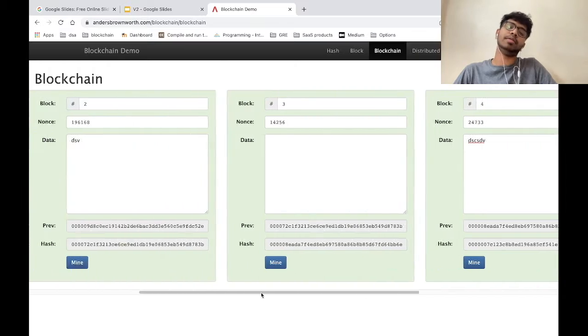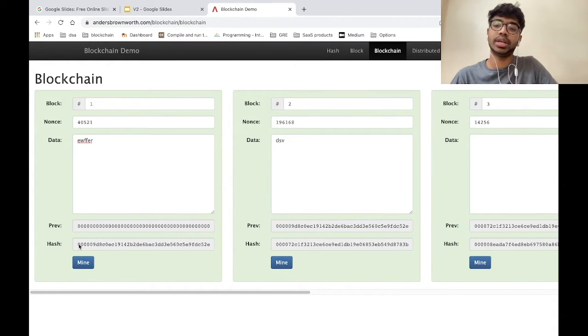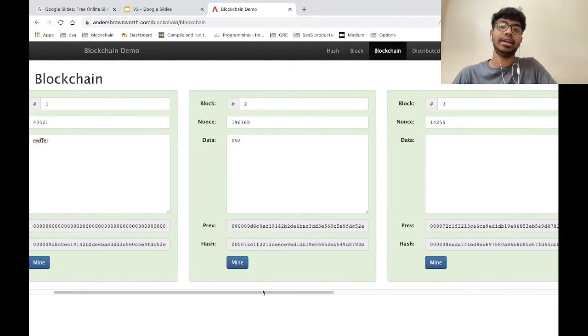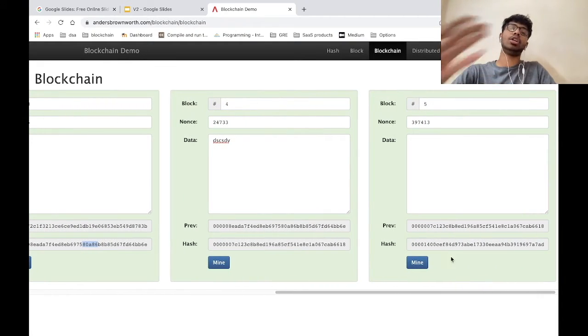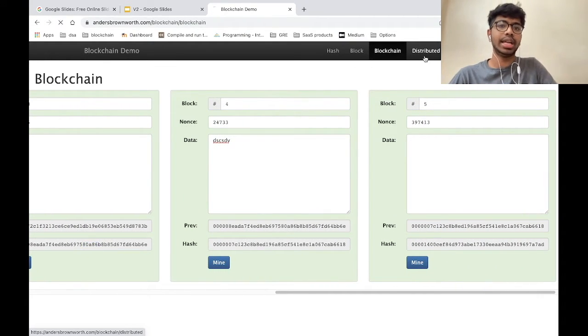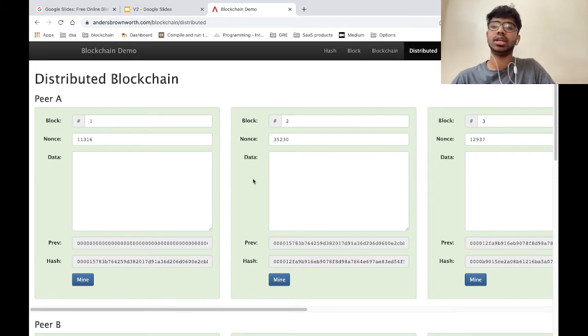So now this is a valid blockchain, because the hashes over here start with the first 4 zeros, and they are all following the rules of blockchain. Let's just see the case when it is a distributed blockchain.